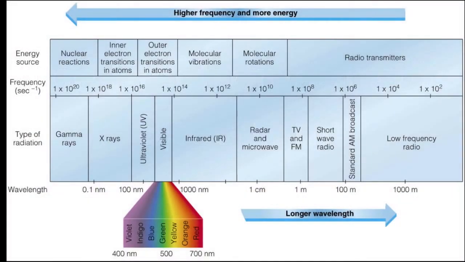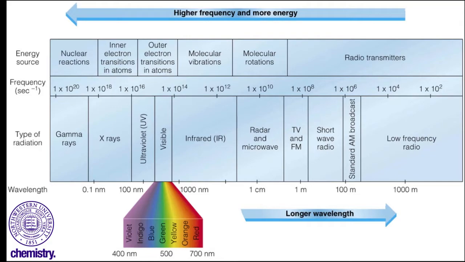So before we talk about how we use spectroscopy in chemistry, it's a good idea to review some basics about the electromagnetic spectrum. On the screen here, you see the electromagnetic spectrum. On the far left-hand side, we have high energy, high frequencies, and short wavelengths. And on the far right-hand side, we have low energy, or low frequency, or long wavelengths.